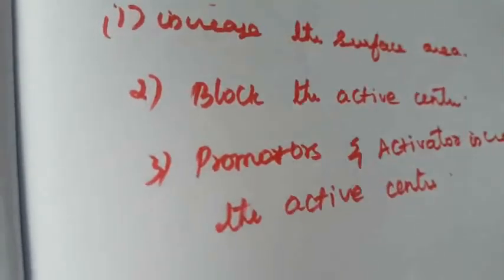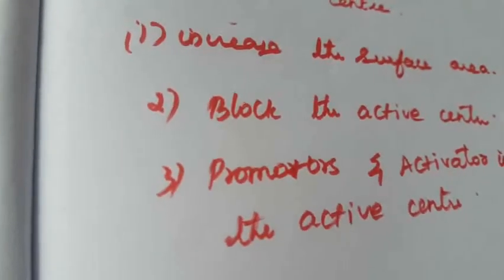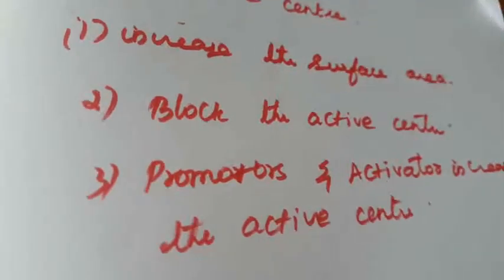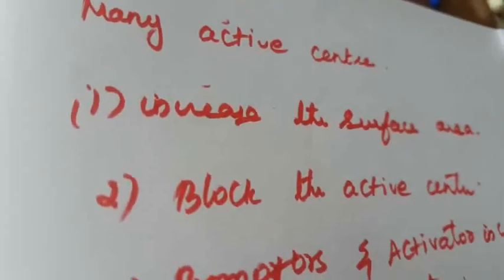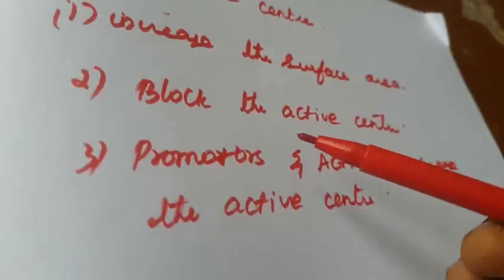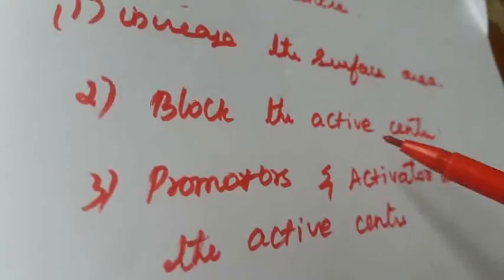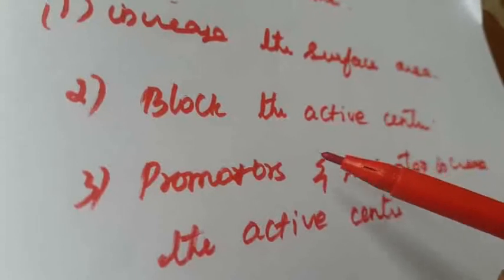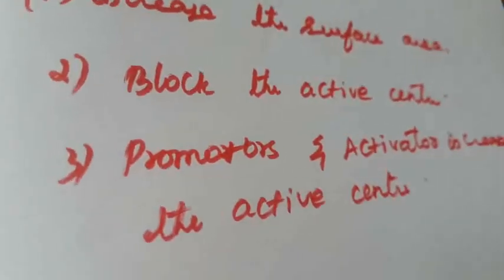Okay, this is the three-point summary on active center. What is meant by active center? The location on the surface of the substance where the reaction takes place is called the active center. Many active centers mean the reaction will be faster. The presence of such active centers increases the rate of the reaction, and a poison blocks the active center. Promoter and activator increase the active center.